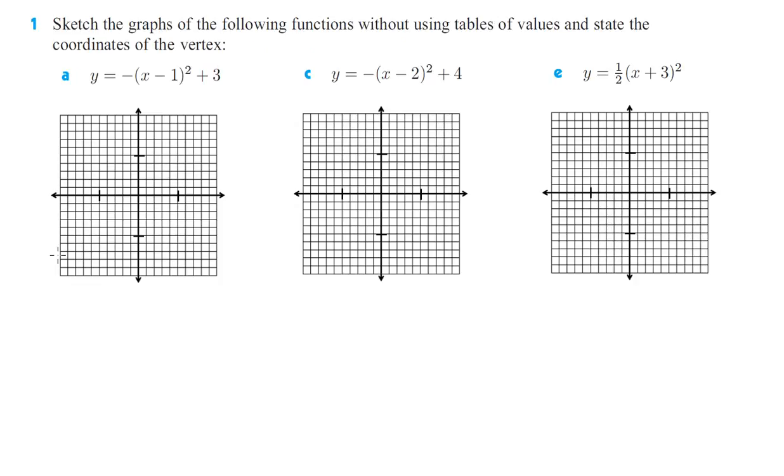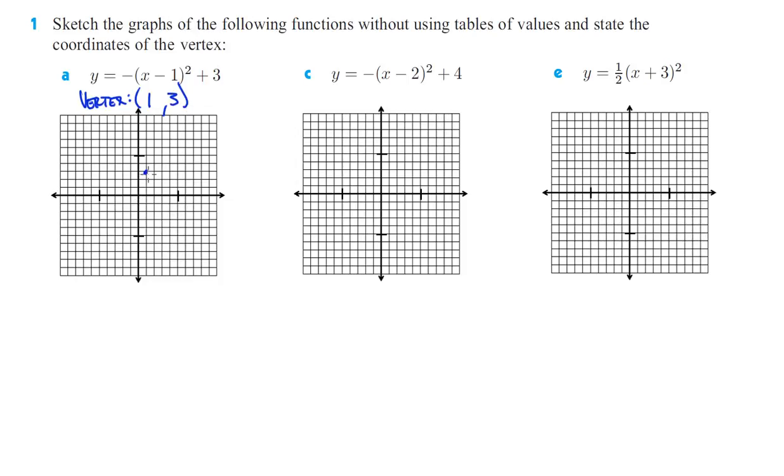Okay, moving on. Next one, sketch the graphs without tables and state the coordinates of the vertex. Okay, so let's do this. Let's state the coordinates of the vertex and then graph it. So the vertex is going to be whatever makes this equal to 0, which is 1, because 1 minus 1 is 0. Ignore the negative out here. So 1 minus 1 is 0, and then plus 3. So our vertex is at 1, 3.